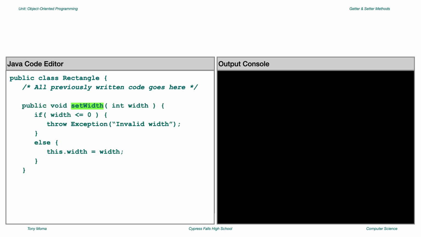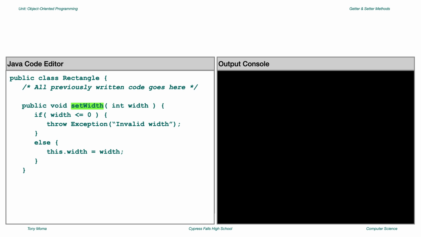Once again, public, void, setWidth, one parameter. Use the if statement to make sure that the value is valid. If it's not, if it's less than or equal to 0, throw an exception with the error message invalid width. If it is a valid value, then store the parameter inside the width variable.